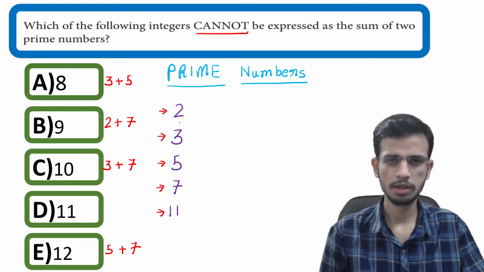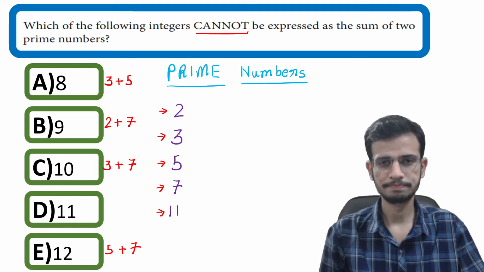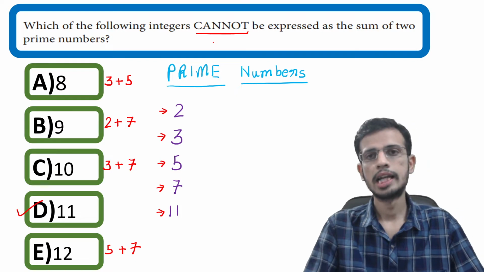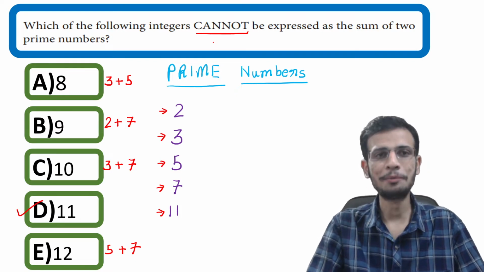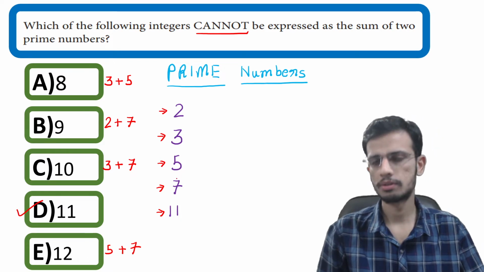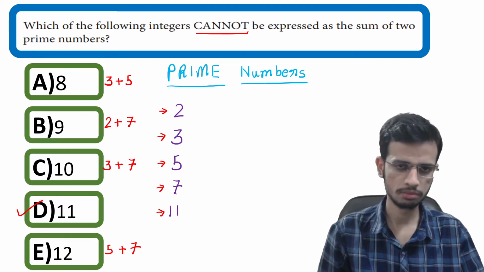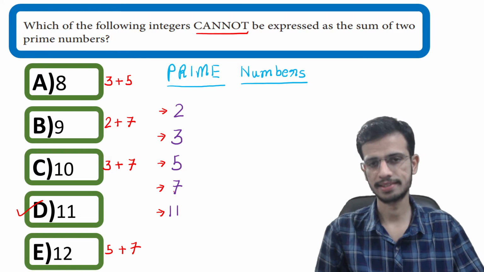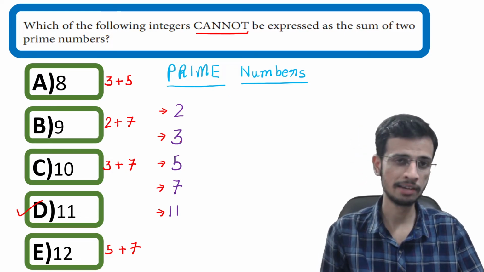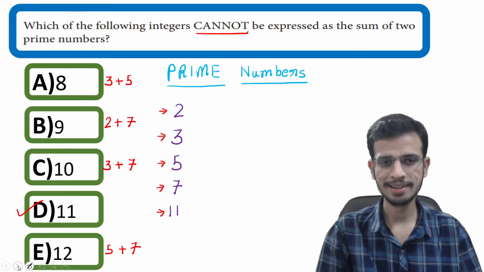Because you can see from the available prime numbers, option D will be the correct answer. 11 cannot be expressed as the sum of two prime numbers. 11 plus 0, 0 is not a prime, right? So there is no possible case. 7 plus 3, 7 plus 5, 7 plus 2, it won't make 11. So option D will be the correct answer for this question.